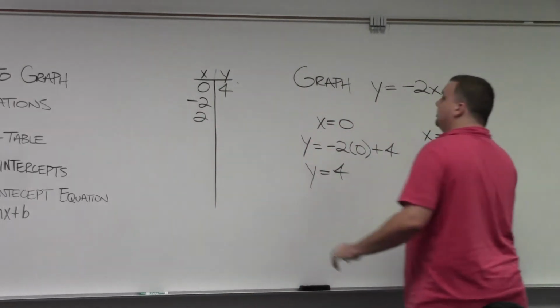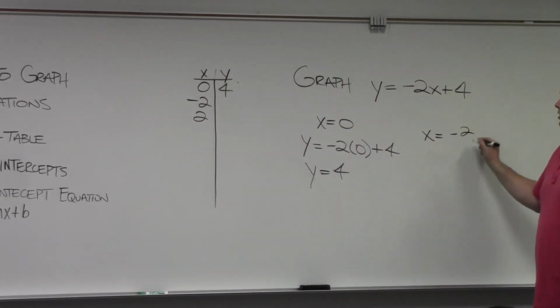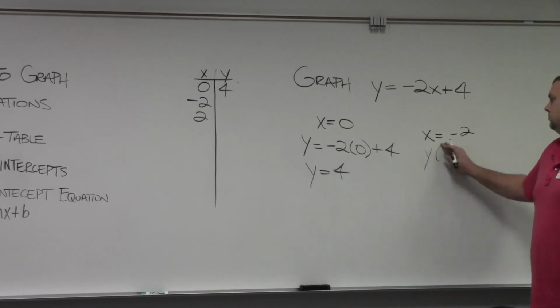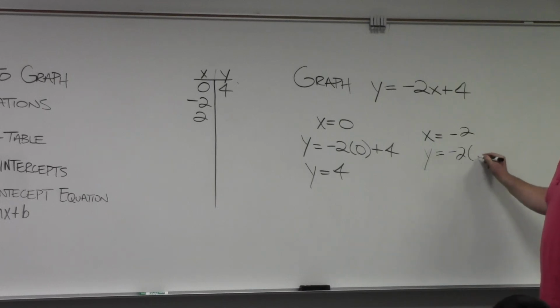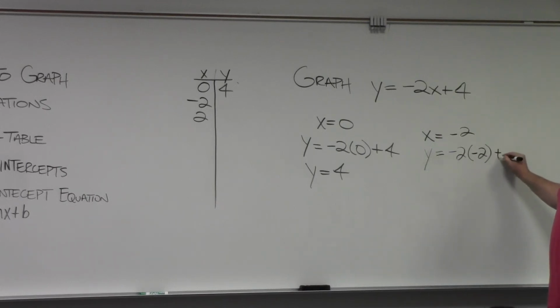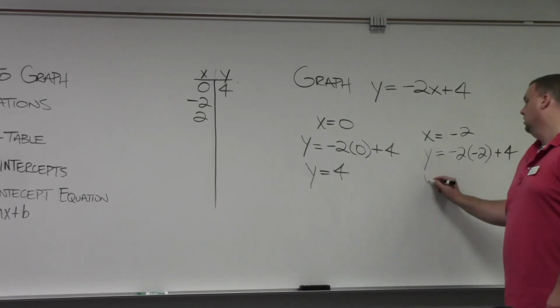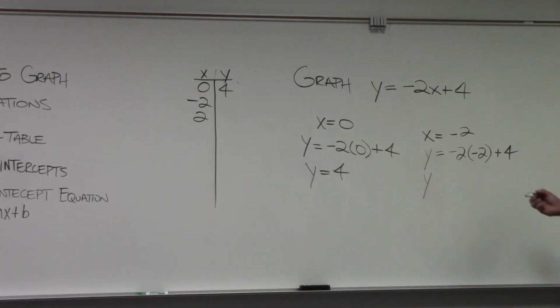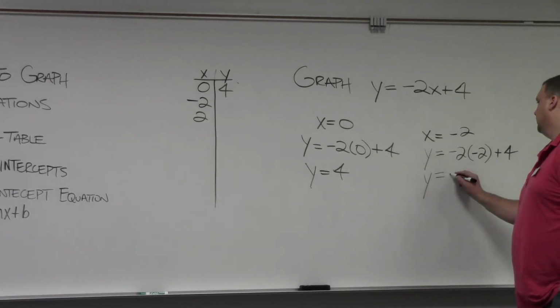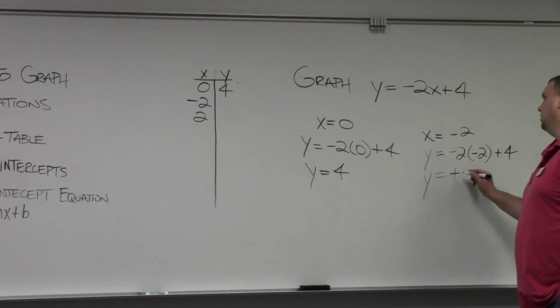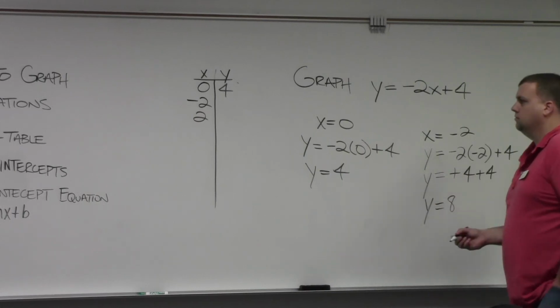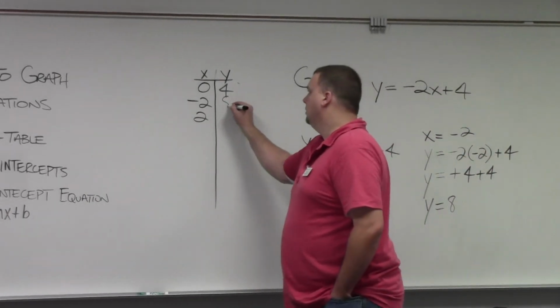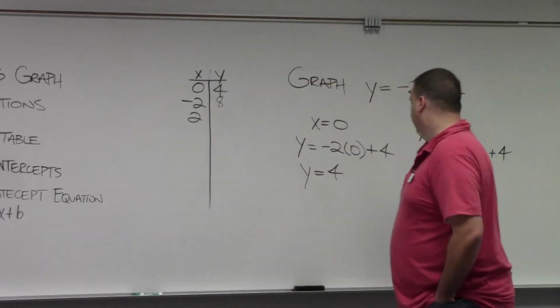So if X is negative 2, we'll plug in negative 2. Y equals negative 2 times negative 2 plus 4. What's negative 2 times negative 2? Positive 4. And 4 plus 4? 8. So negative 2 and 8.